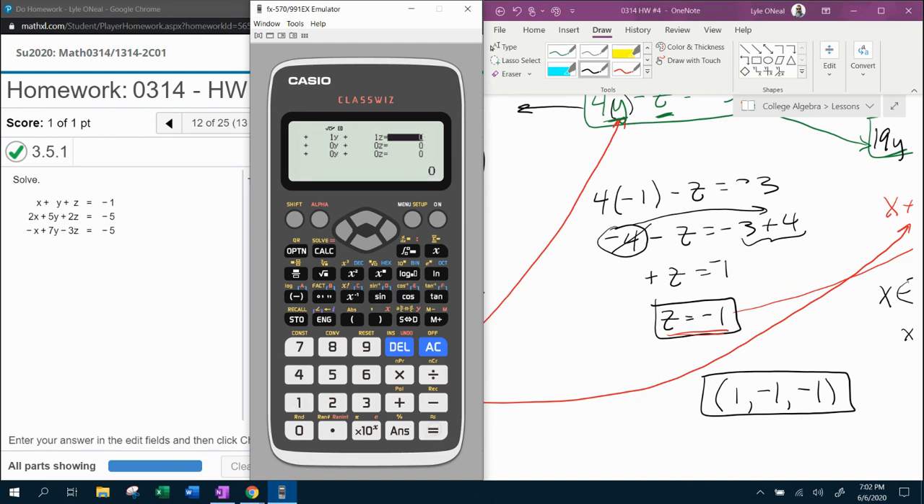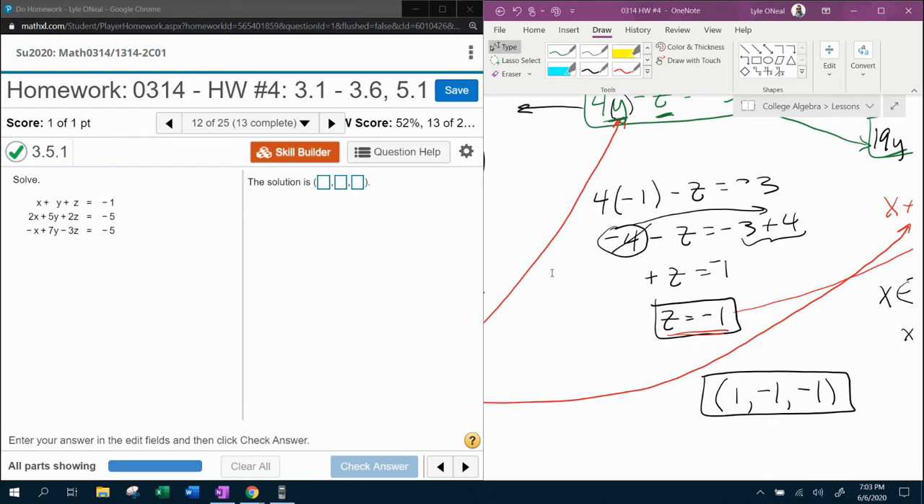So 1, 1, 1, and -1. So there's the first equation input. Second equation, 2, 5, and 2, and -5. And for the last equation, now be careful, that x, that's -1, 7, -3, and -5. And then the calculator will verify x is 1, y is -1, z is -1. Man, that calculator is freaking nice.